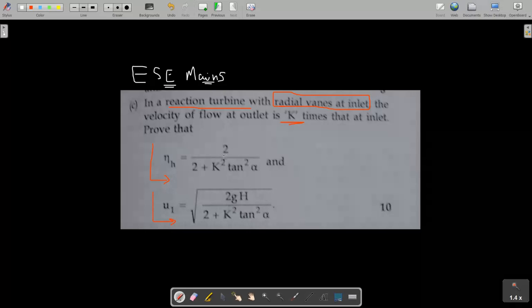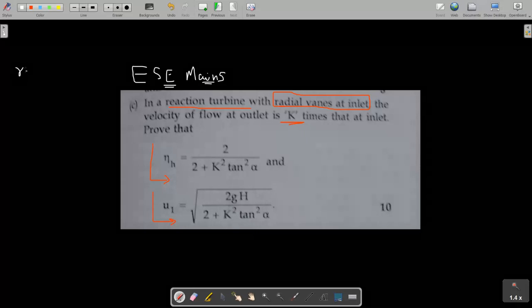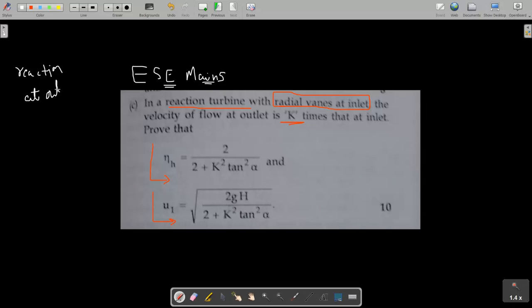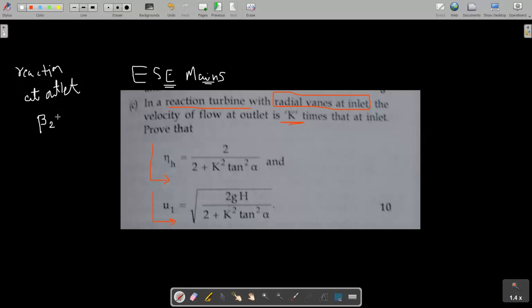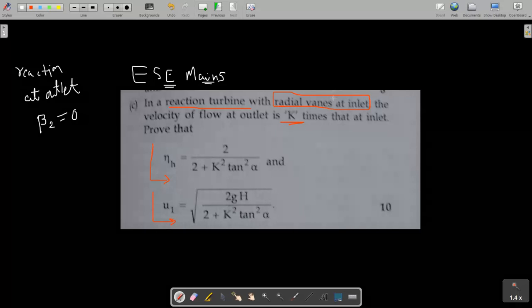So first of all, this is a reaction turbine. In a reaction turbine, at outlet the flow is radial. What does radial flow mean? That means beta 2, the runner blade angle at outlet, is 90°. Here we have radial vanes at inlet, so at inlet also beta 1, that means the blade angle, is 90°.